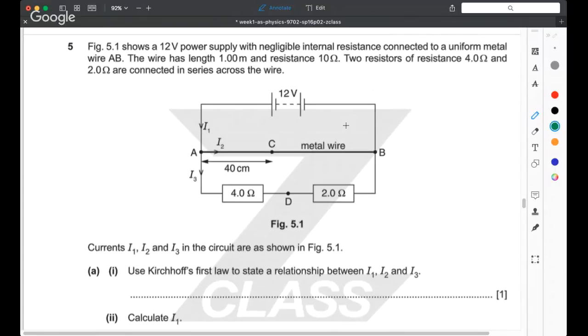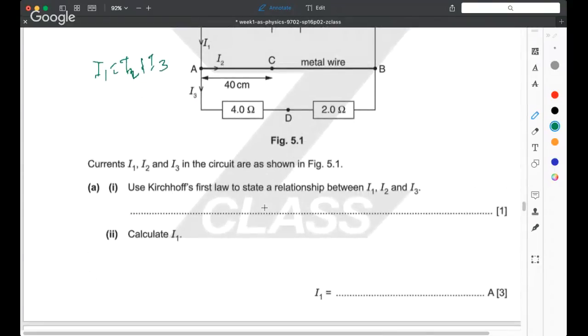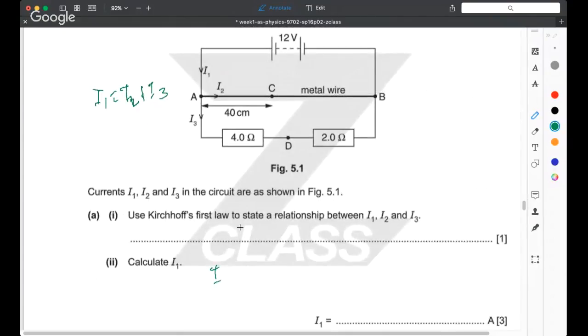Question 5. So show the relationship. Oh, that's easy. That's I1 equals I2 plus I3. That's easy. Next one. Okay, I1. Where's the I equals V over R? I'm pretty sure. Is that the equation? Or is it a different one?